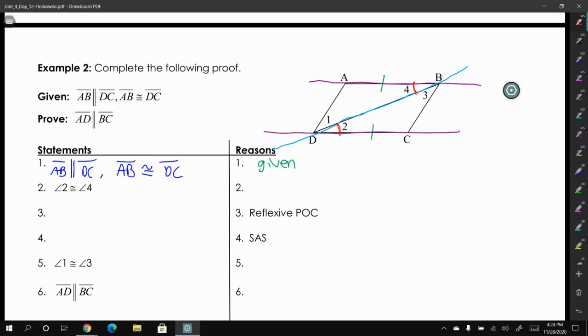And those are alternate interior angles. They're both in between the purple parallel lines. One is above the light blue line, the light blue transversal, that's angle 4. And angle 2 is below that transversal. So alternate interior angles are congruent.